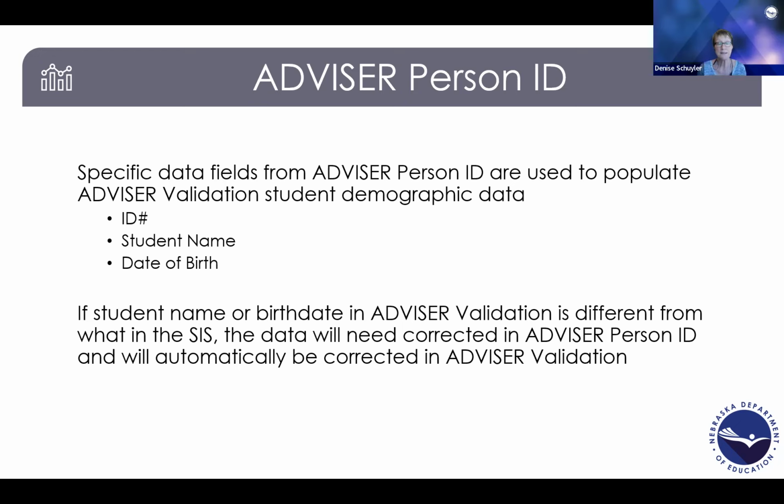So again, if it's incorrect in advisor validation, but it's correct in your SIS, don't try to publish it from your SIS, because advisor validation isn't getting that information from your SIS. You need to make the correction in person ID.